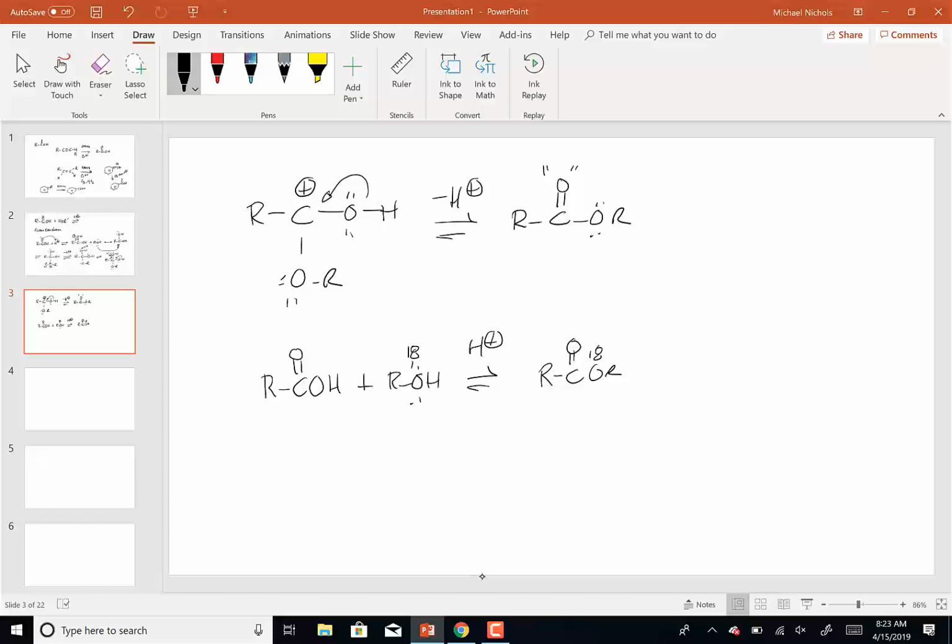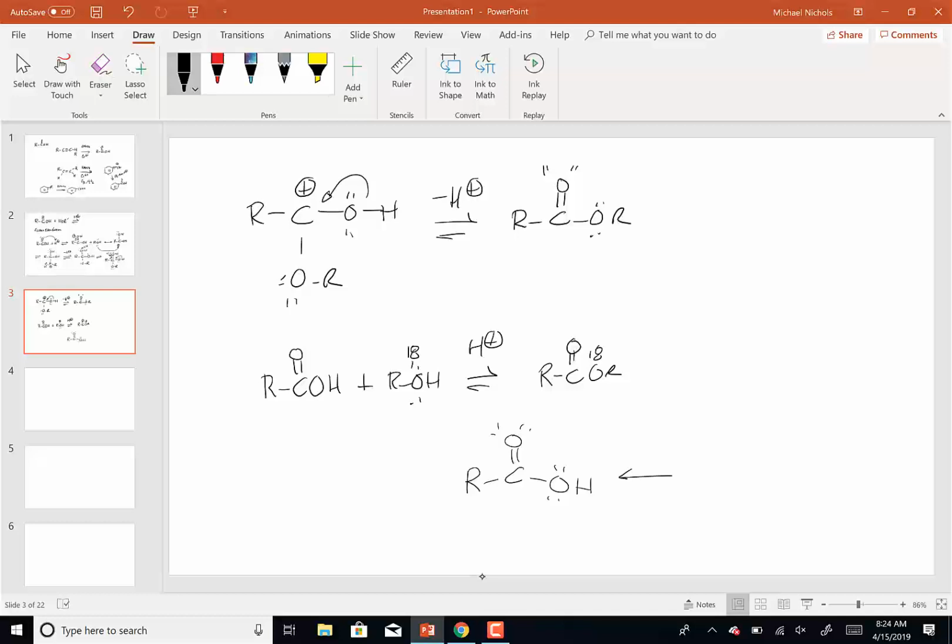So that's how you can use isotopes here to determine that that is really the mechanism, or it's consistent with the mechanism. Now, I said if I remembered, why isn't the other oxygen in a carboxylic acid acidic or basic? Why won't it pick up a proton?